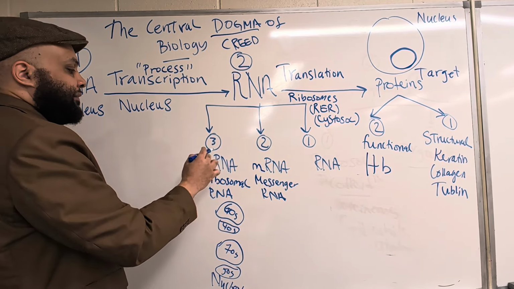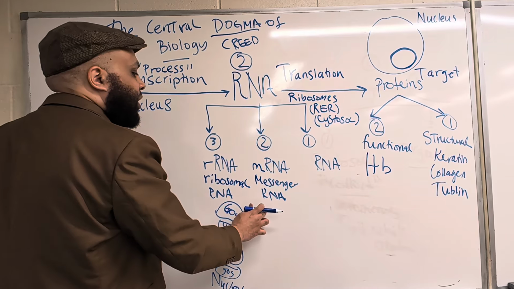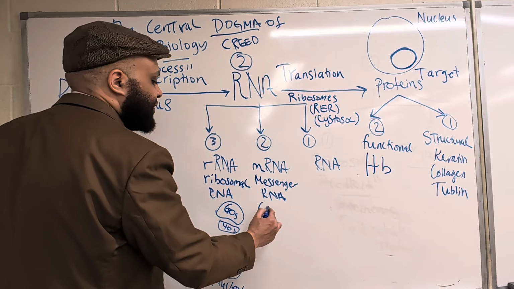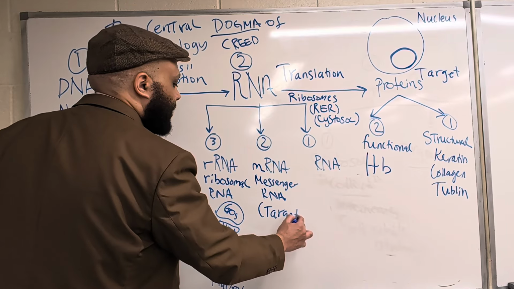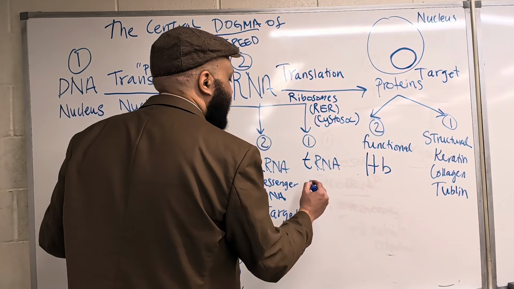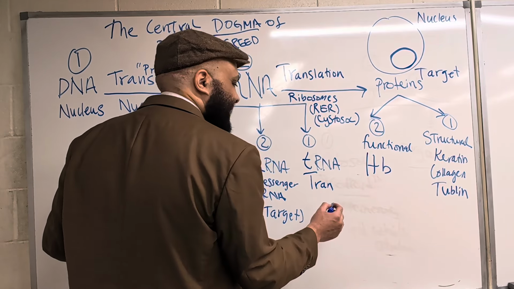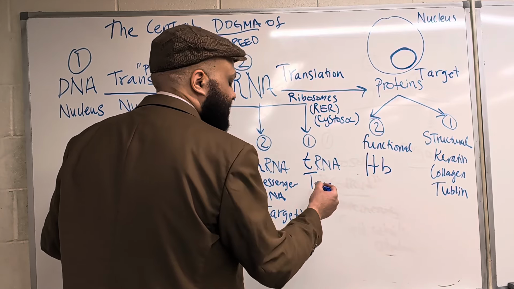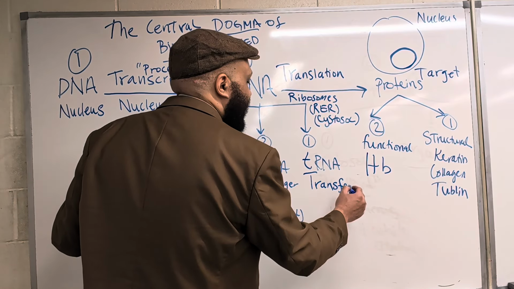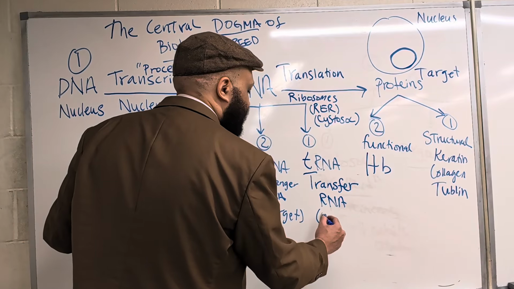And we said we have ribosomal RNA to make the ribosomes. We have messenger RNA to make the proteins, the target proteins of interest. And lastly, we have the tRNA. What does it stand for? Transfer. I wish they called it translation RNA because that's what it does, but they call it transfer RNA because it participates in the translation.